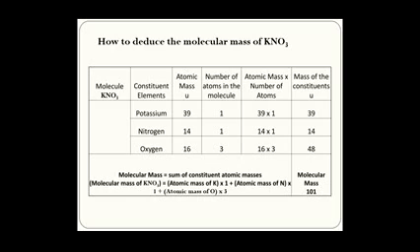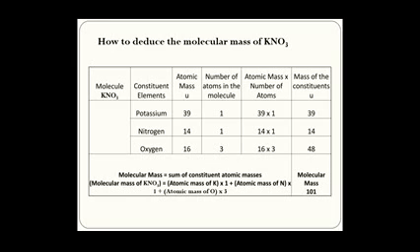Molecule KNO3. Constituent elements: potassium, nitrogen, oxygen. Potassium, atomic mass 39. Number of atoms in the molecule. How many atoms are there here? KNO3. So, K1, N1, 3 atoms of oxygen. So, 1 atom of potassium. So, atomic mass into number of atoms, 39 into 1, 39.